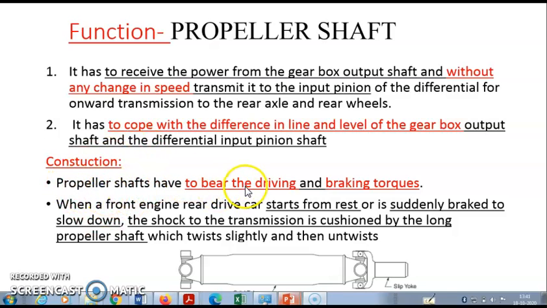The propeller shafts have to bear driving and braking torques. When a front-engine rear-drive car starts from rest or suddenly brakes to slow down, the shock of the transmission is cushioned by this long propeller shaft, which twists slightly and then untwists. This is the important construction of the propeller shaft, so the design of the propeller shaft is very complex.